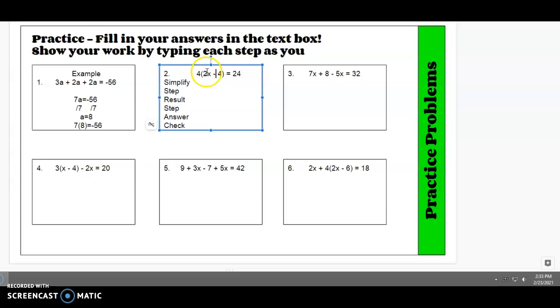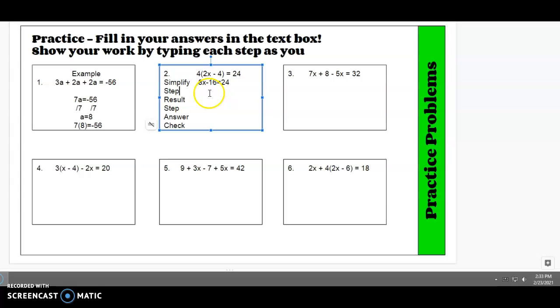So 4 times 2x, 4 times 2 is 8. You can't forget the x. Then we have 4 times, that is a minus 4 or a negative 4. So 4 times negative 4 is negative 16. And then we finish off the equation equals 24. So now we have the simplified equation. The whole goal, once again, is to solve for x.